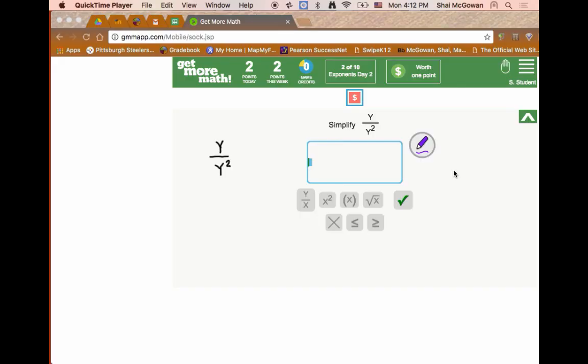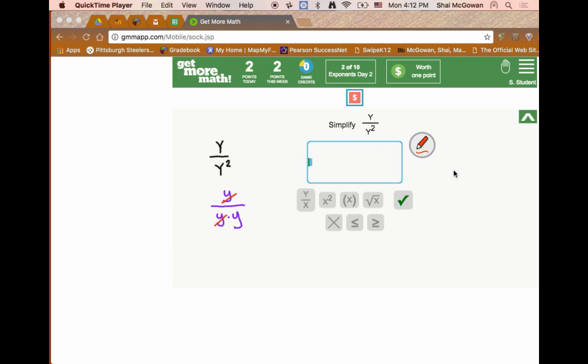Example 2. This example asks us to simplify y over y squared. So y we can't do anything with, so we're just going to leave that a y. And then on bottom we have y squared, which means y times y. So we're going to write that as y times y. And then we're going to cancel what looks like both top and bottom. So we can cancel a y, we can cancel a y.